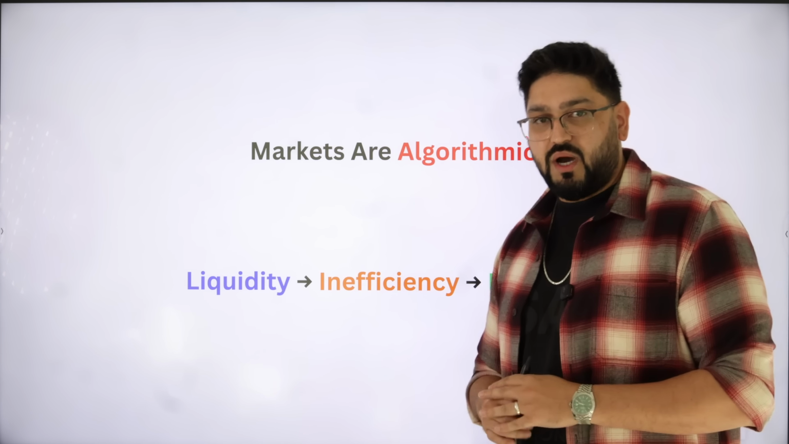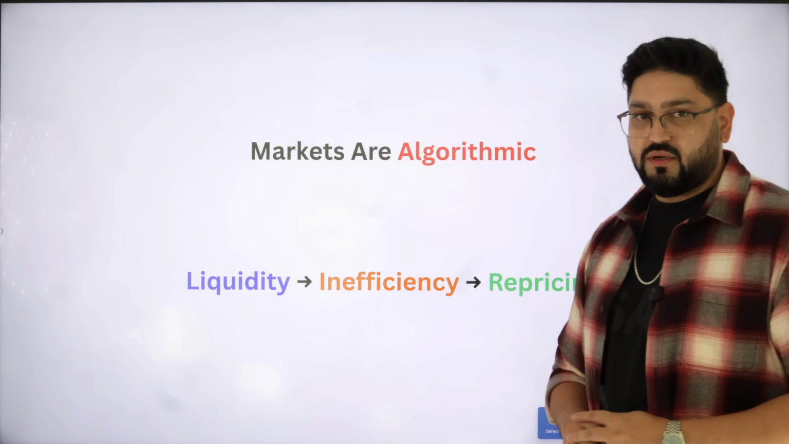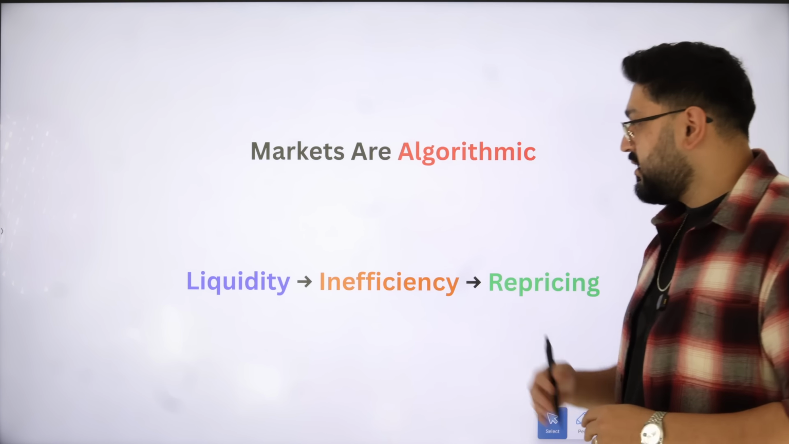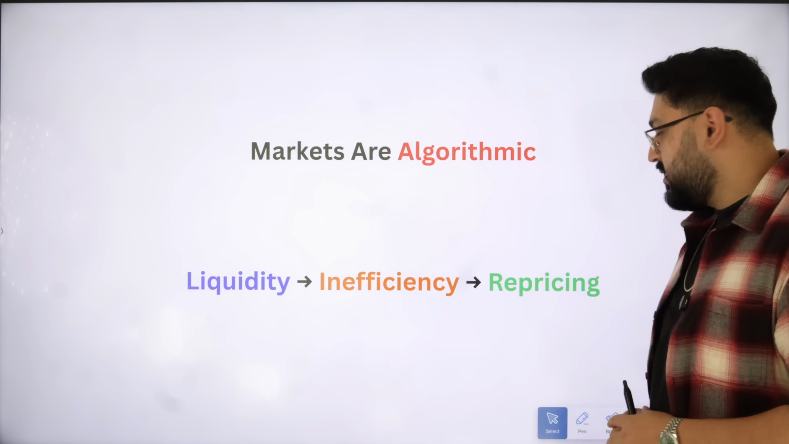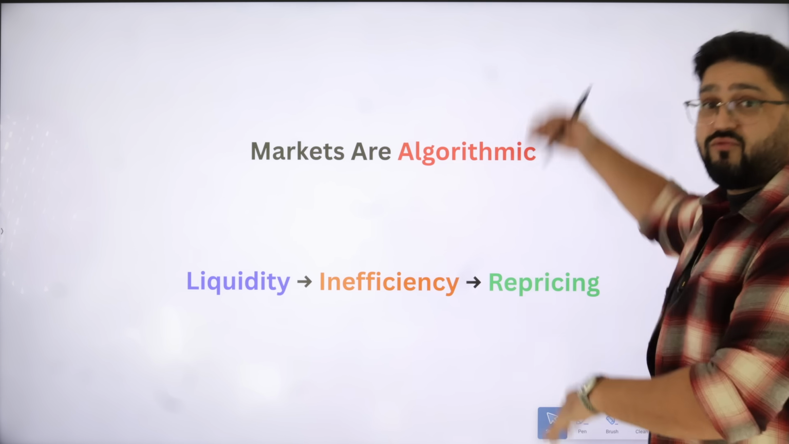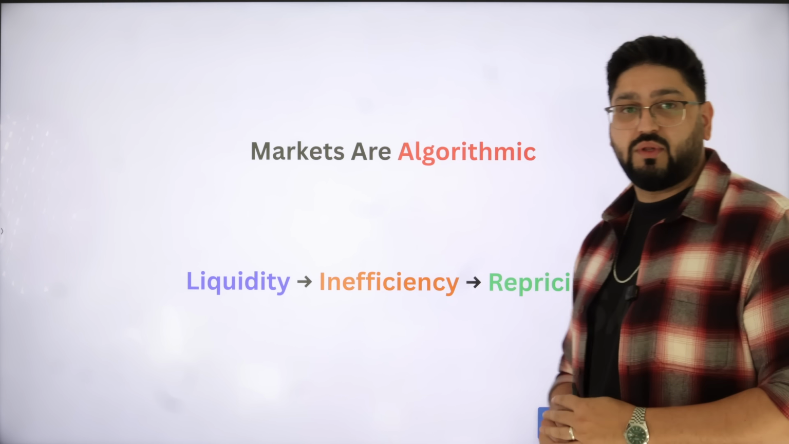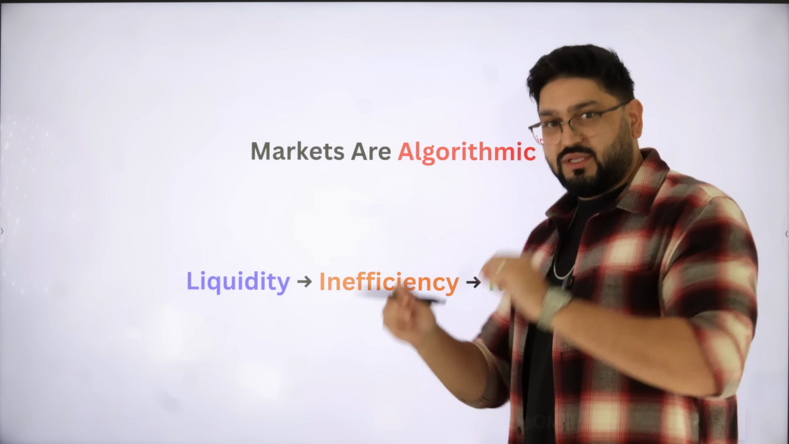ICT works because markets are essentially algorithmic. Price is delivered on a script. It's programmed to seek liquidity, balance inefficiencies, and then reprice higher and lower. The algorithm is consistent and it's predictable. The problem is that most traders aren't.